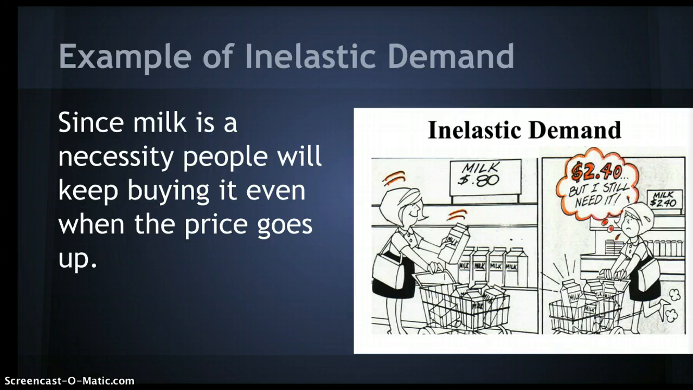And an example of this is milk, because you see on the left that milk is 80 cents. And so she's like, oh yeah, I have to buy it, so I'll buy as much as I can. And the price is nice. But then when it's 2.40, she really is kind of horrified by the price, but she still has to buy the same amount because it's kind of a necessity of life, like getting milk and other foods.